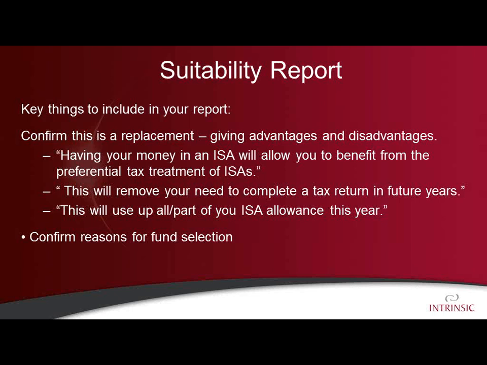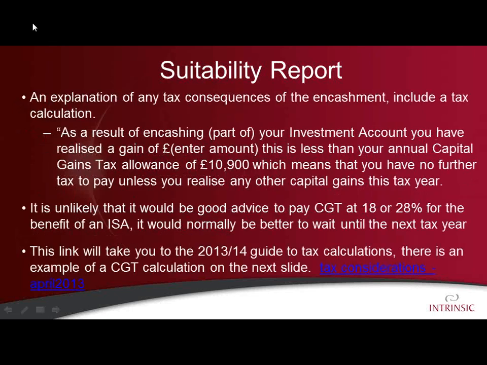So it just explains that having your money in an ISA will allow you to benefit from the preferential tax treatment of ISAs. This will remove your need to complete a tax return in future years and will use all or part of your ISA allowance this tax year. Now again, just to cover off some more about the suitability report, a full explanation of any tax consequences of the encashment do need to be included. So that would be shown within the tax calculation, and then it just gives you a bit of wording there that you would include.